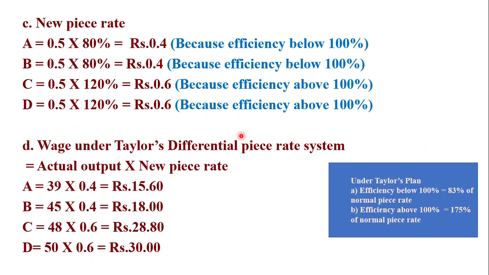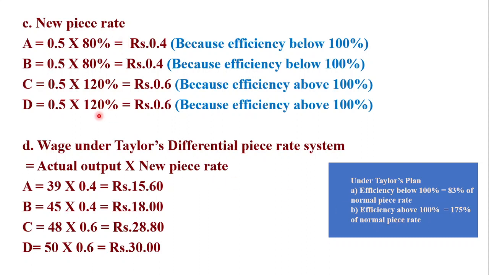So as per the information given, we are going to consider now that A and B's efficiency is less than 100%, so 80% of the piece rate, and C and D's efficiency is more than 100%, so 120% of the piece rate. Why have we not considered the rates as per the rule? Because they have specified them in the problem, and this is not going to be considered for Merrick's, because under Merrick's there are 3 rates.